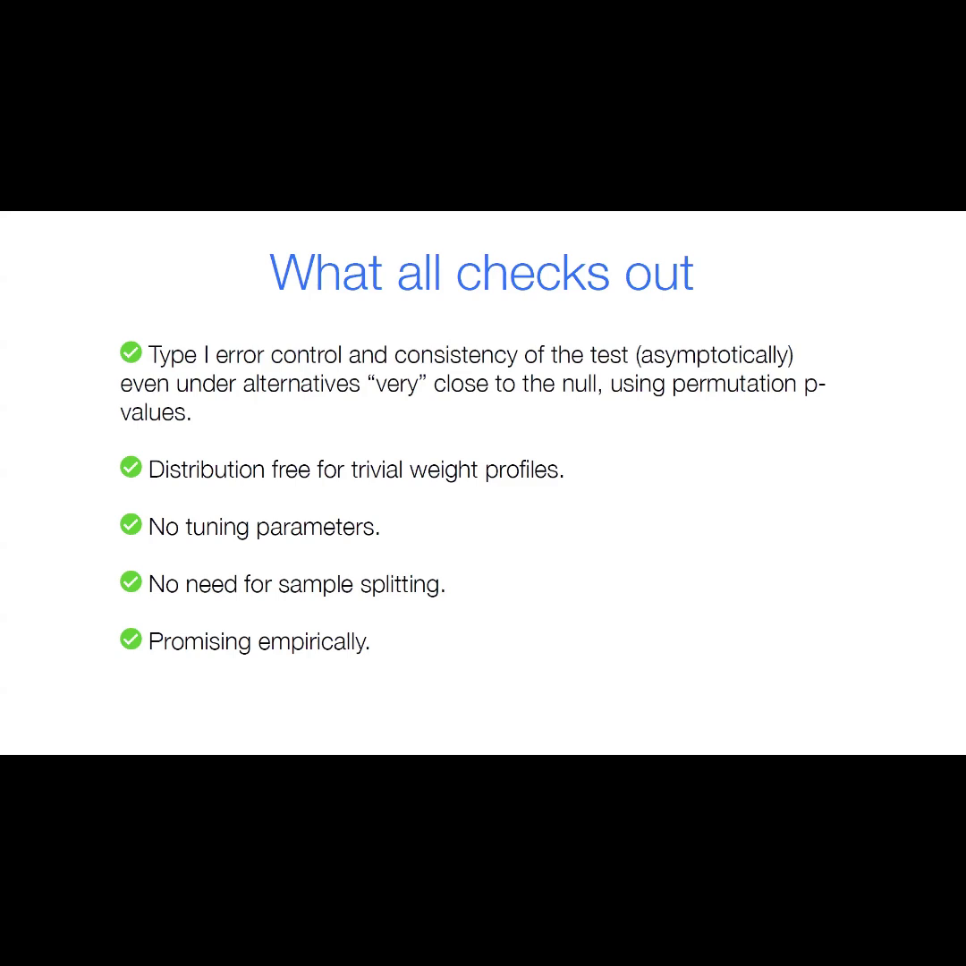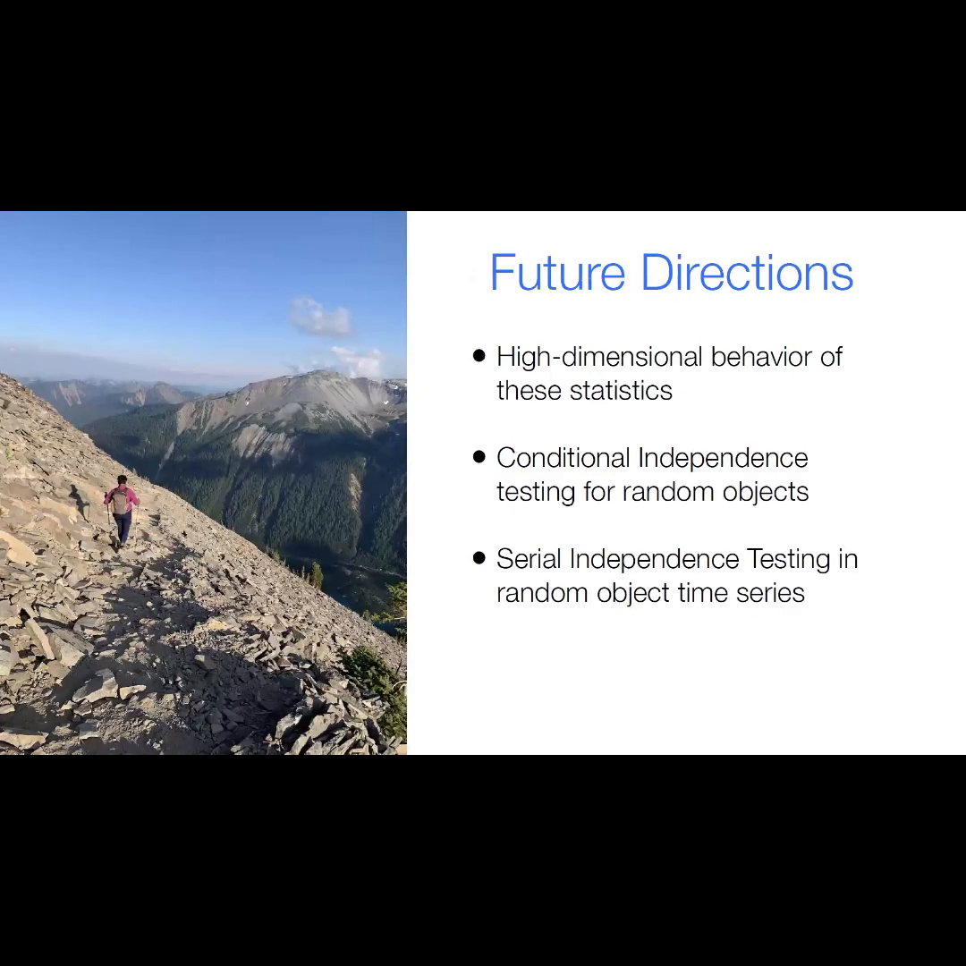So yes, that's all for my talk today, and some future directions. It'll be interesting to see what are the high dimensional behavior of these statistics, because at this point we only have empirical evidence. We do not know how these will behave if your dimension also goes to infinity. And a very immediate consequence is, can one design conditional independence testing for random objects? Also, another immediate consequence is, can one test serial independence in object time series? So these are all exciting things that are coming up.